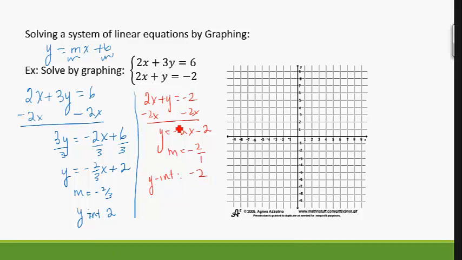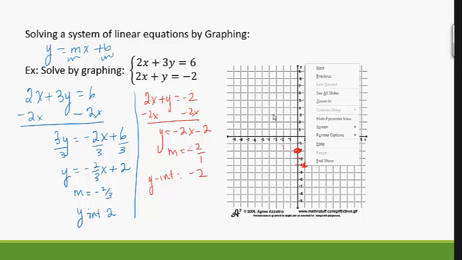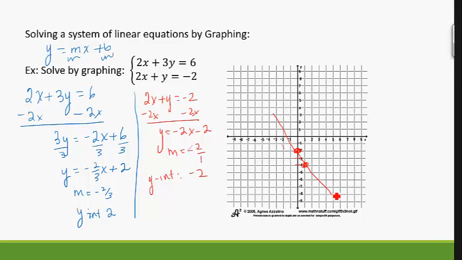Alright, so let's graph this second equation. Your y-intercept is negative 2, so we know we have a point at negative 2. And your slope is down 2, right 1. So from here, I'm going to go down 2, right 1. And that gives me my 2 points on that line.